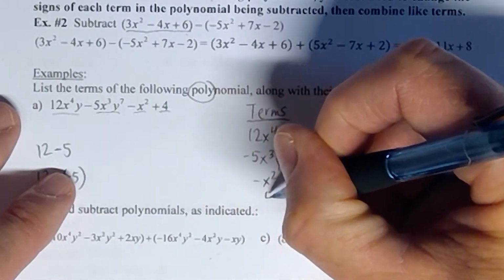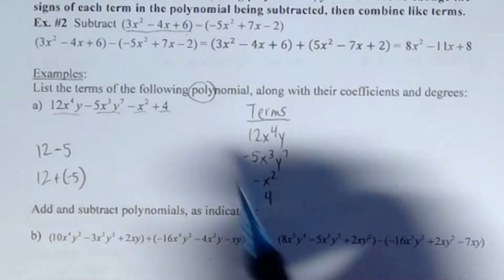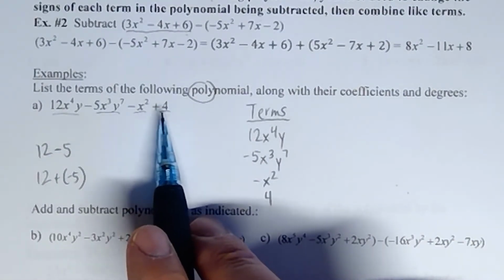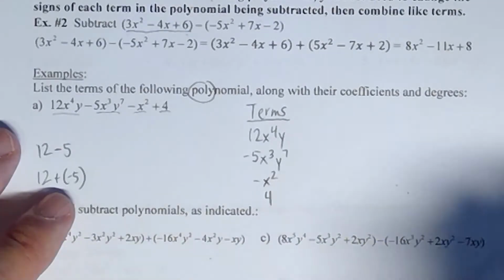The last term there is 4, and that's just going to be 4. It's not going to be negative 4 because that's what's being added right here. We're not adding negative 4. We're just adding 4, and that's why this is just 4.